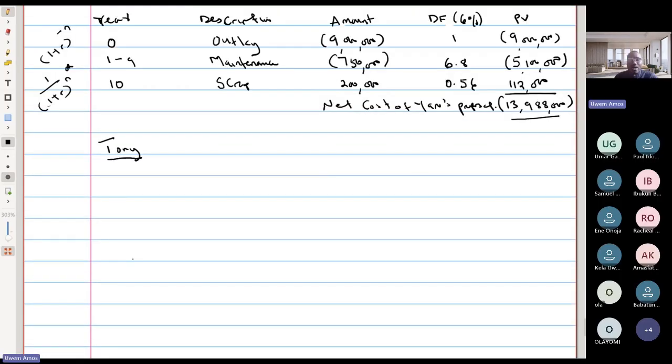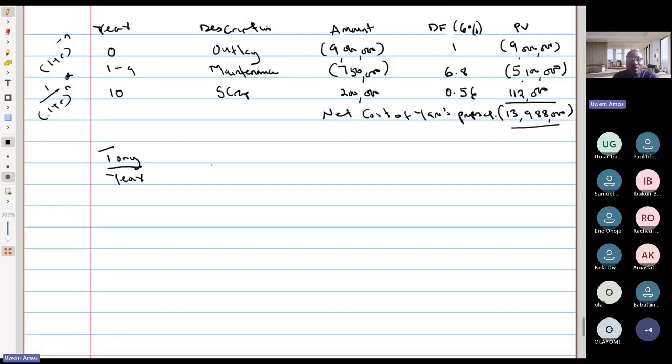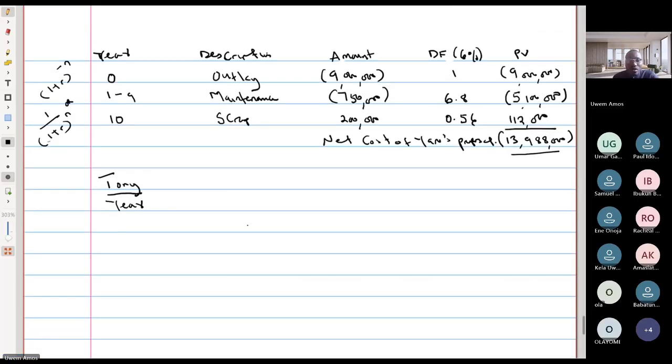Okay, so look at Tony's end now. We would use the same format like we did for this other guy, for Yaro. We have the year, just using the same heading. We have the description. We have the amount. We have the discount factor. We have the present value quickly.